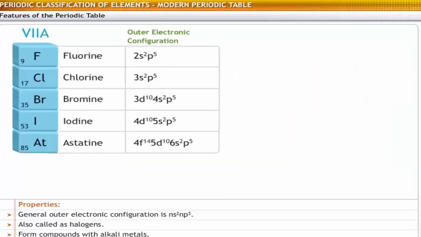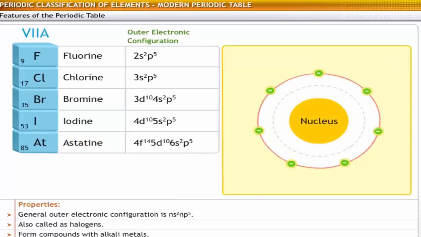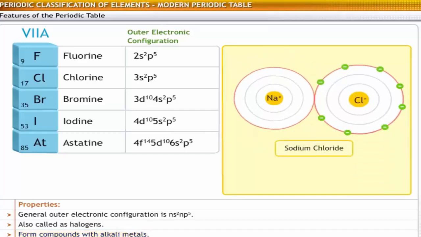Group 7, the group of halogens, is next. The elements of group 7 are fluorine, chlorine, bromine, iodine, and astatine. They contain 7 valence electrons, and hence their general outer electronic configuration is ns2np5. The elements in this group are also known as halogens because they have originated from the sea. These elements have the tendency to gain electrons and become stable. This property helps in the formation of compounds with alkali metals. For example, chlorine accepts 1 electron from sodium to form sodium chloride.